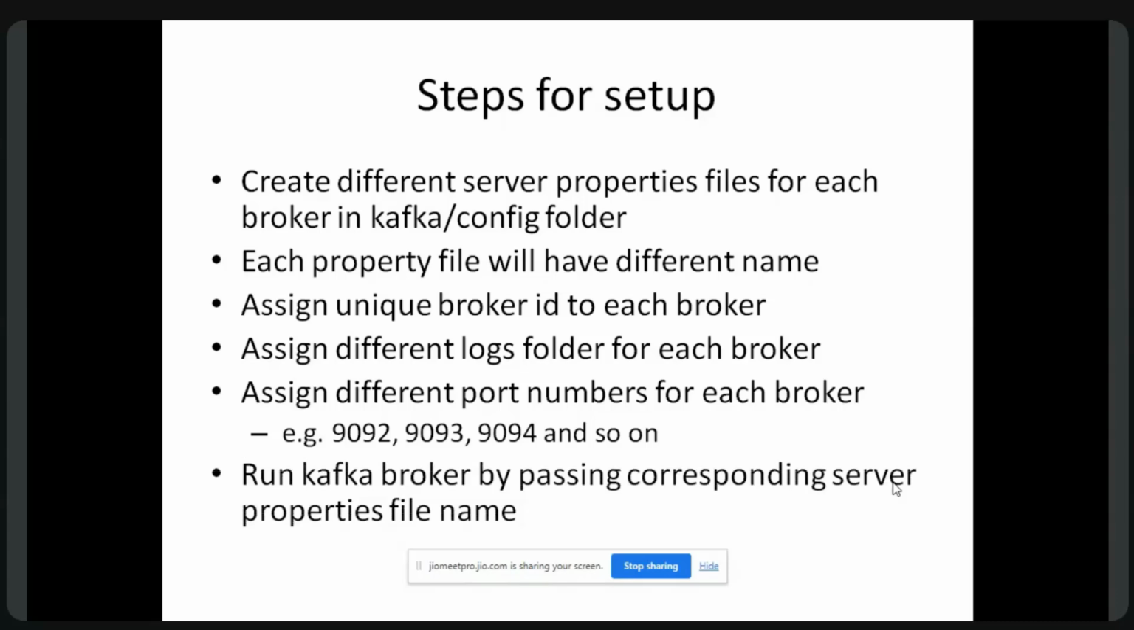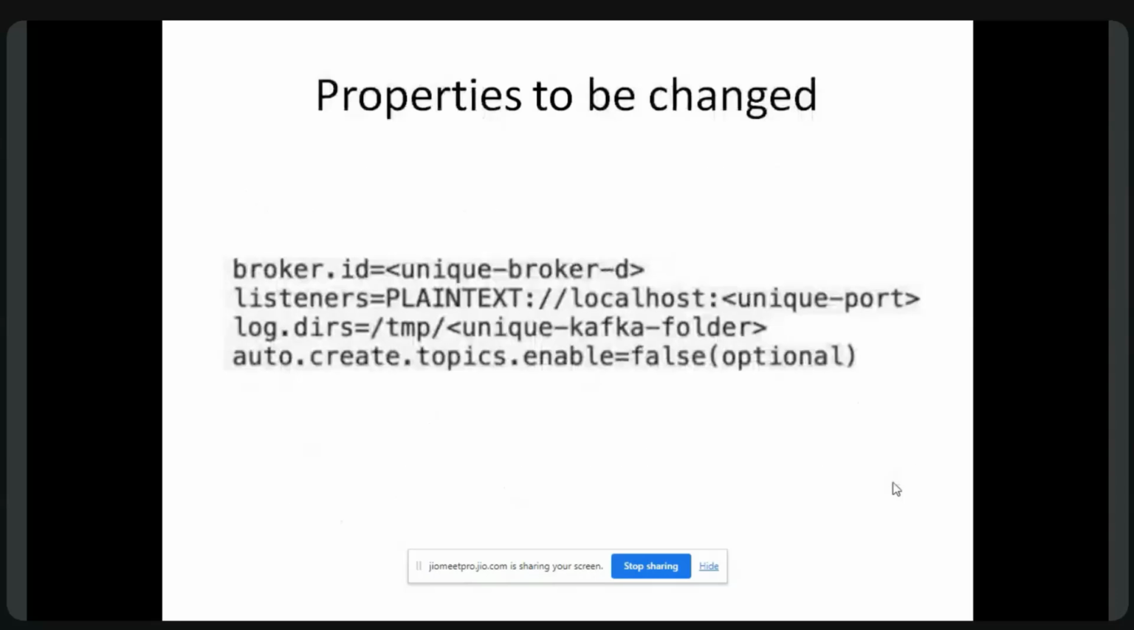And now, finally, you can run the broker because you have all the configurations saved and created in the property file for all three brokers. So just run the broker by passing the property file name. So these are the steps. I think all these steps are pretty much clear. Any doubt? Yeah, it's good. Okay. Let's go ahead.